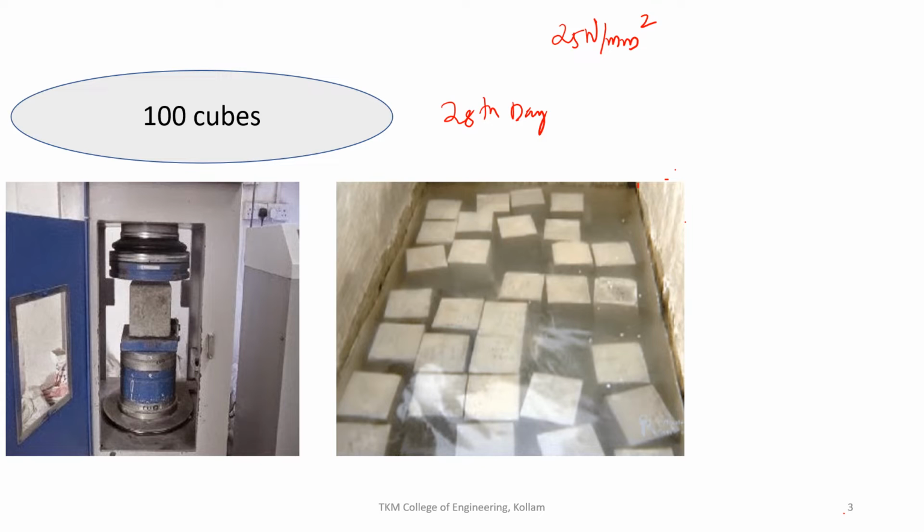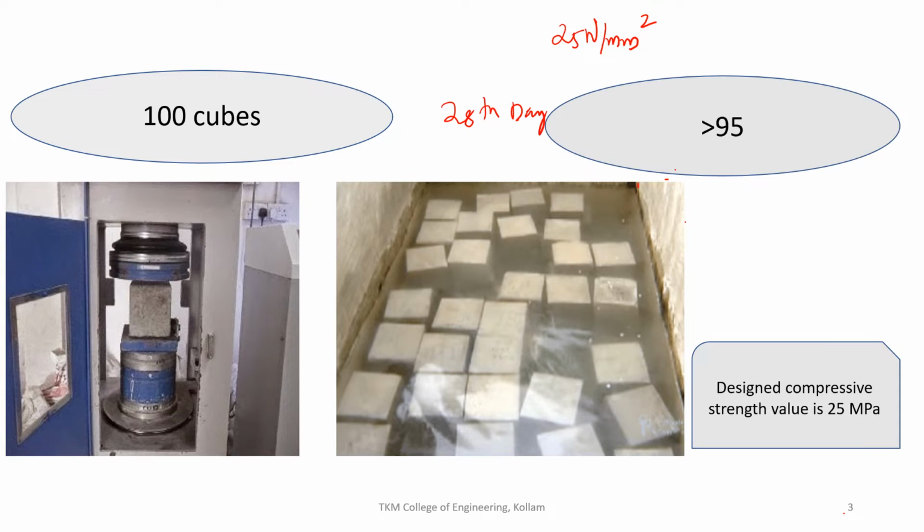After 28 days I do the compression testing, and if more than 95 of the cubes have a strength equal to or more than 25 Newton per mm square, I could say that the characteristic compressive strength of the concrete here is 25 Newton per mm square. That is, not more than 5% should be below 25 Newton per mm square. Then I could say the design compressive strength value is 25 MPa, or the characteristic compressive strength of this concrete is 25 Newton per mm square, or fck is 25 Newton per mm square.